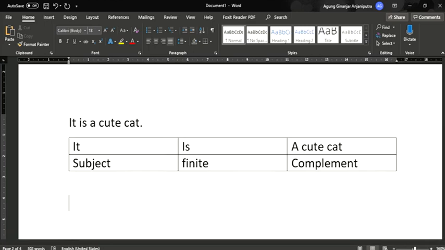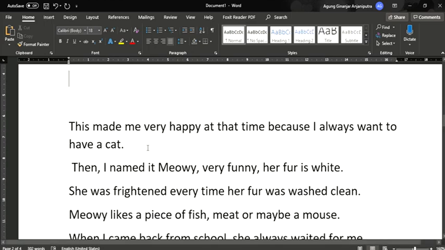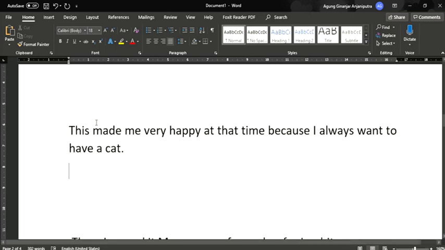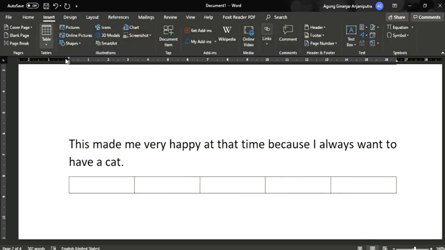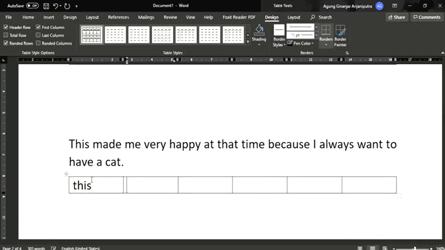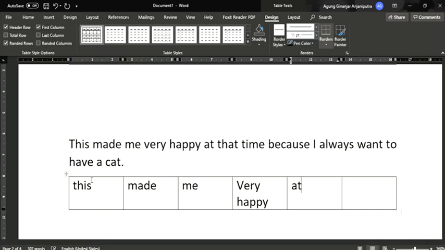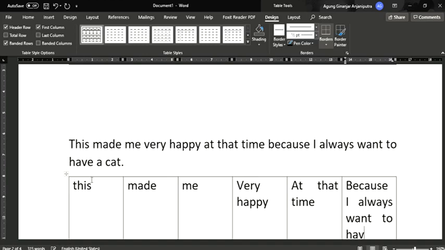What about this one? How many columns do we need? 1, 2, 3, 4, 5, 6. Okay, 6. This made me very happy at that time because I always want to have a cat.